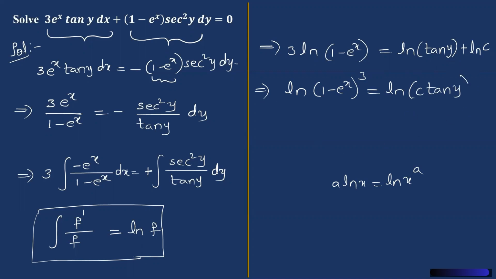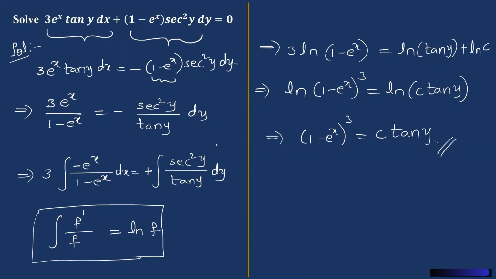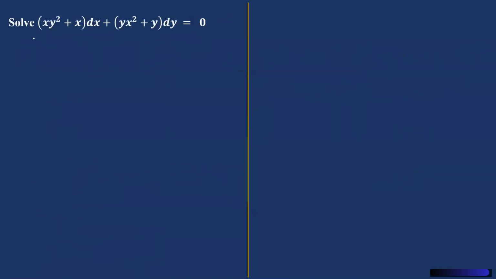Correct? Now see, we have log functions on both sides. So I can take exponential on both sides. When I take exponential, we'll get 1 minus e power x whole to the power of 3 is equal to c times tan y. Right? So like this, we can solve this problem using the variable separable method. Then let me also explain this problem.